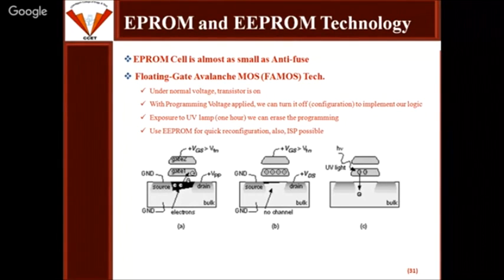Exposure to UV lamp, and we can erase the programming. Fine. It means if it is EPROM, it is erased by UV, but if it is E square PROM, then it is electrically erasable. Use E square PROM for quick reconfiguration, and also ISP is possible. So different types of configurations you can see. It is basically the type of MOSFET configuration, and depending upon the logic, whether that channel is formed or not, current will be there.